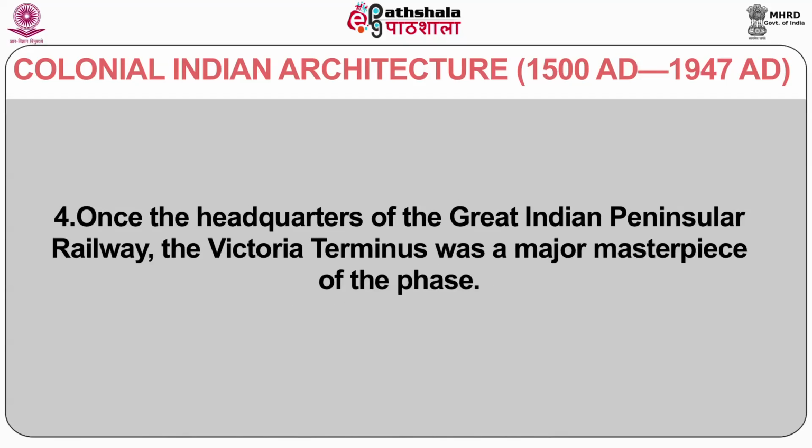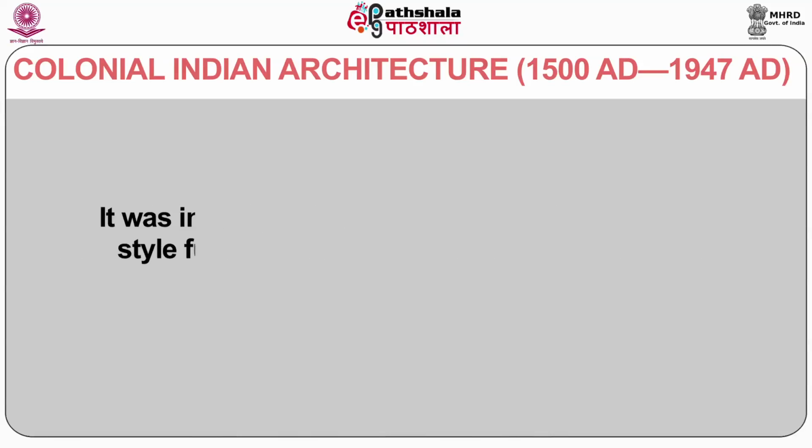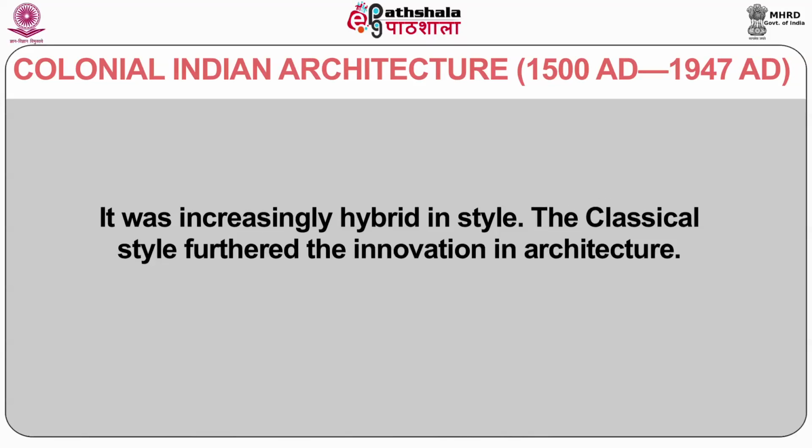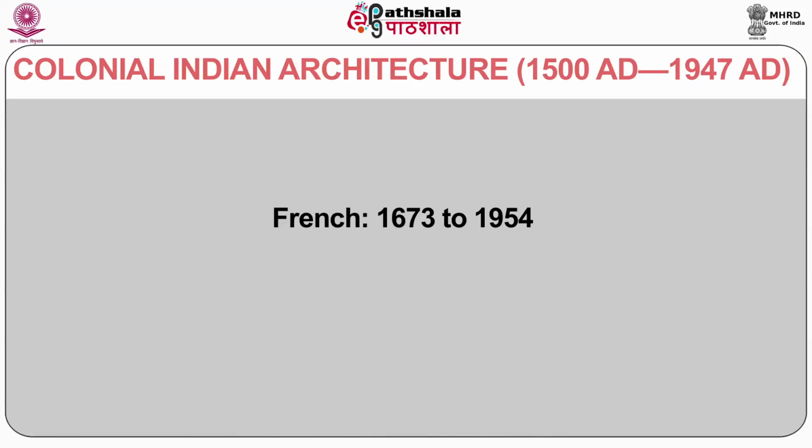Once the headquarters of the Great Indian Peninsular Railway, the Victoria Terminus was a major masterpiece of this phase. It was increasingly hybrid in style. The classical style furthered the innovations in architecture. The next one is the French, from 1673 to 1954. Pondicherry was built on the French grid pattern and features neat sectors and perpendicular streets.